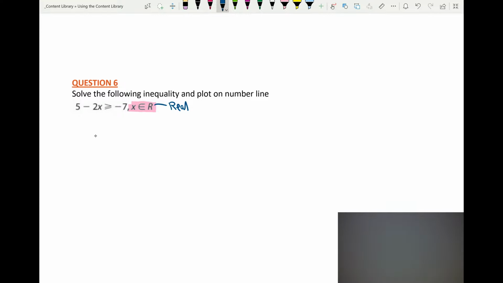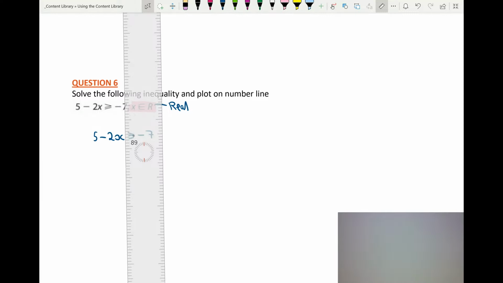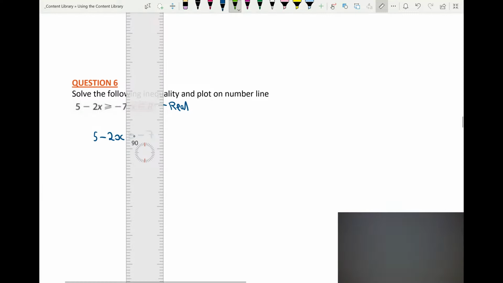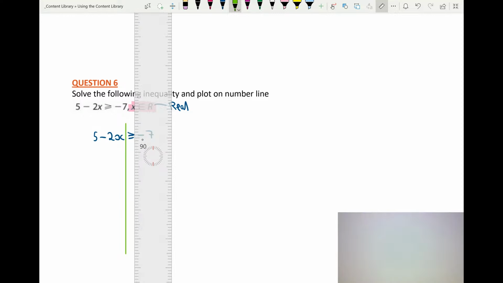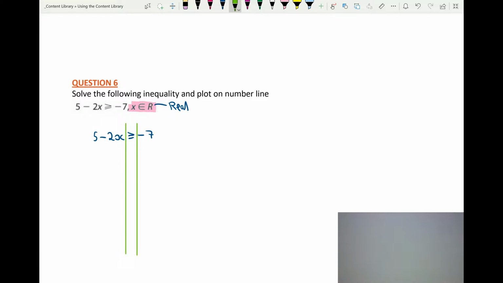So all I need to do is look at 5 minus 2x greater than or equal to minus 7. So that's the inequality I need to solve. Again, I'm going to come out with my ruler. I'm going to draw that barrier coming down. And now I need to solve my inequality.